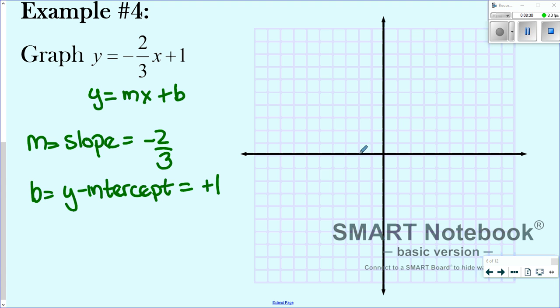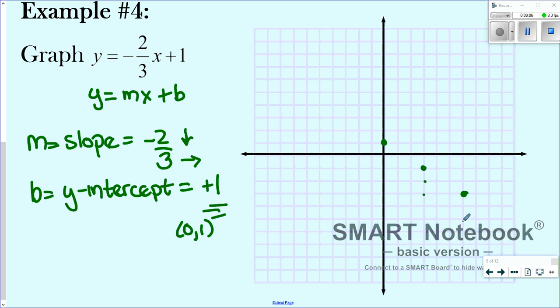So now b is where we begin. We're going to start with this one first. So 1 right here. This is also the same as (0, 1). And then we're going to use our slope to give us our direction, both up and down. So this says negative 2. That means negative 2 down, and then 3 to the right, because it's positive. So 1, 2, and then 1, 2, 3. That's our first point.